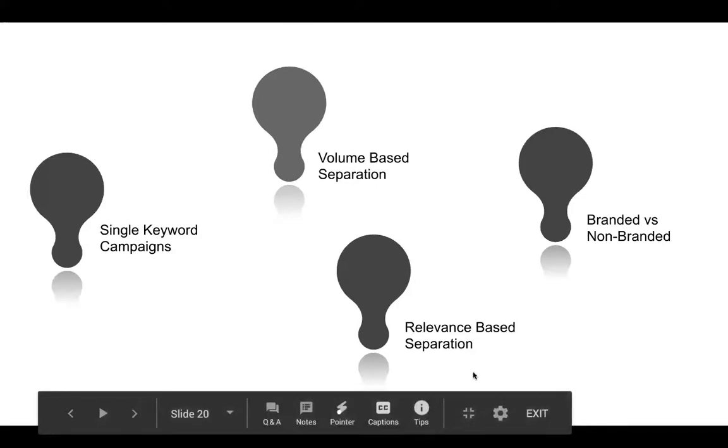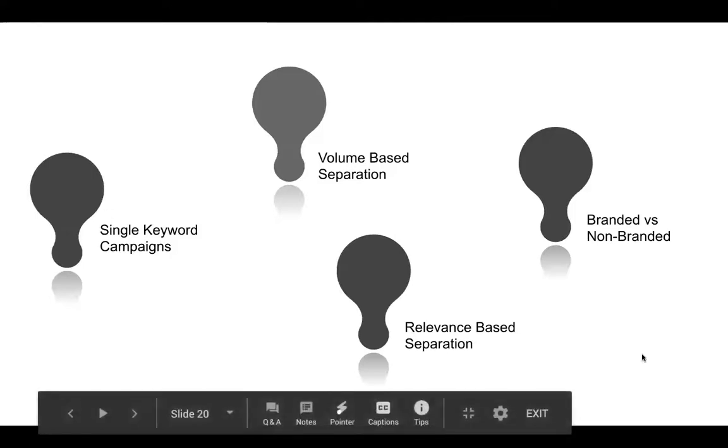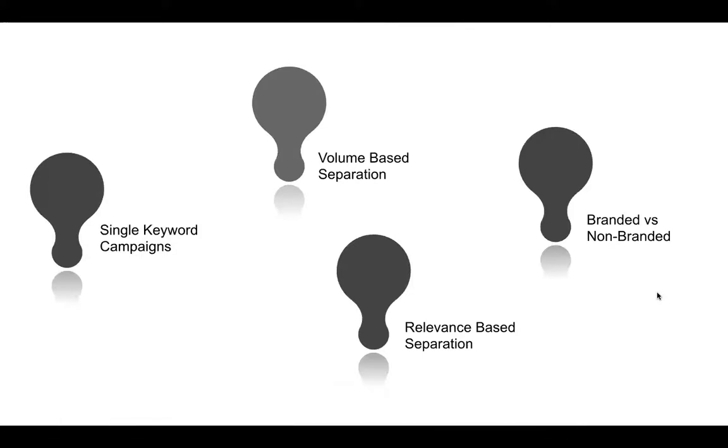Relevance-based separation. This is a way for you to, again, focus on super relevant keywords, keep them in buckets. They might even be themed. And this would give you, again, more levers to take advantage of the different opportunities you have as far as placement modifiers go. Another way to separate your keywords is to go with branded versus non-branded. Your branded keywords will tend to do much better always. And so, allocating a certain amount of budget and a certain bidding strategy to that also makes sense.